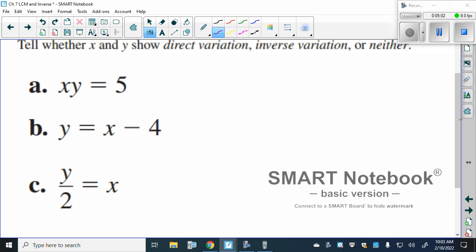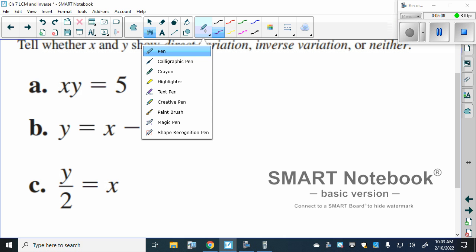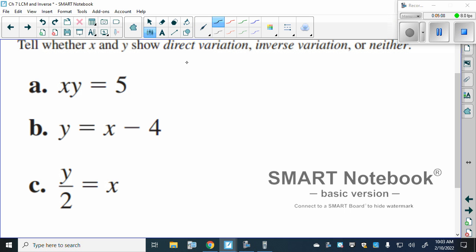And looking at these three here, what can we say about number 1, or letter A? X times y is equal to 5. This would be inverse, because it does match up to the form of a is equal to x times y.